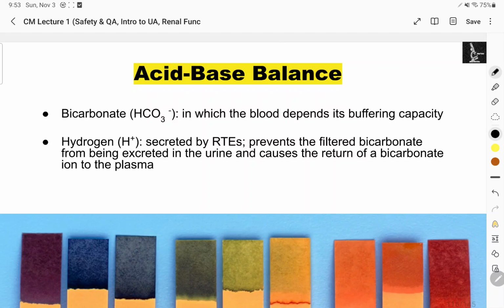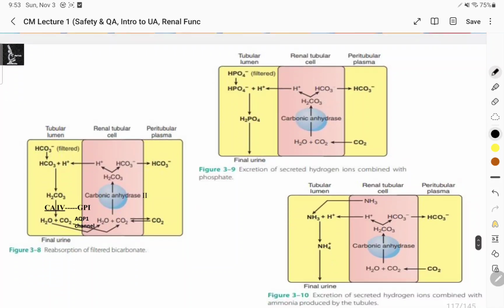After it is filtered by the glomerulus, it passes through the PCT. Your PCT is lined by your RTEs. Your RTEs will secrete hydrogen. But that bicarbonate is not excreted in the urine. Because bicarbonate plus hydrogen will form carbonic acid. Your carbonic acid is reabsorbed and processed.